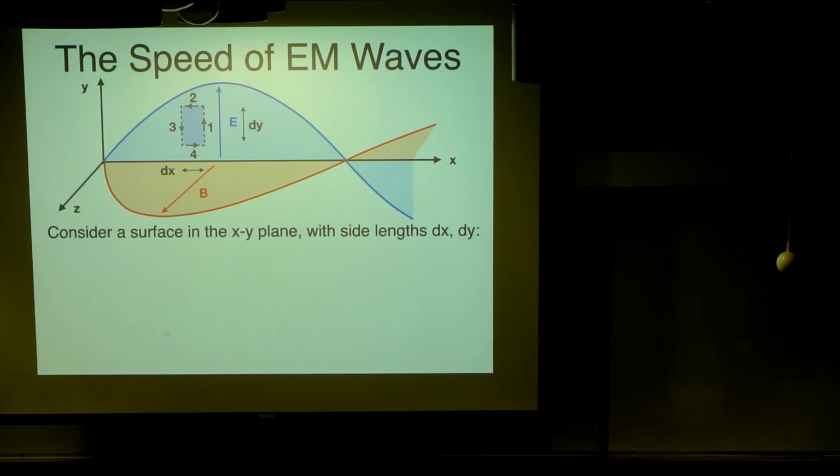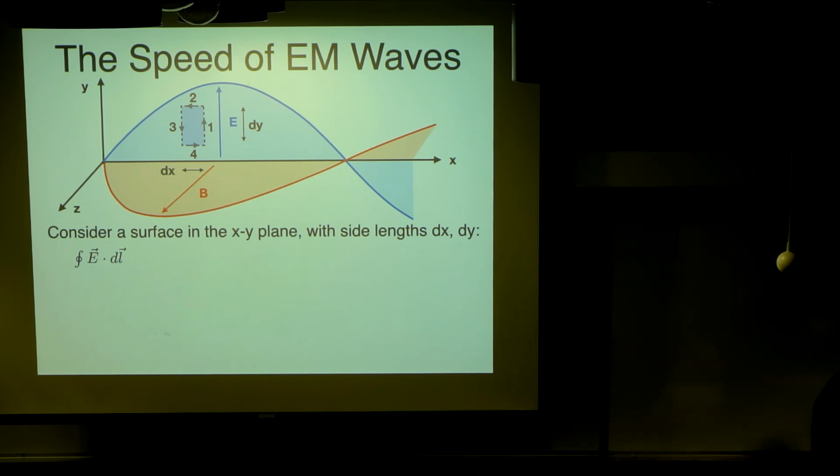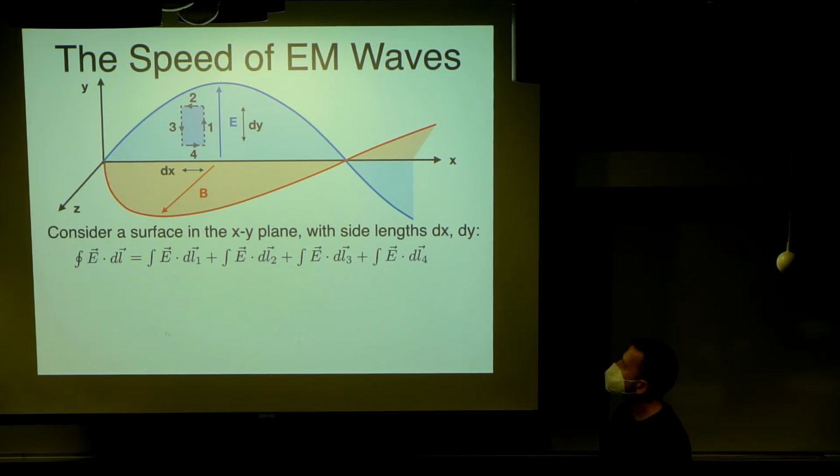So here's what I'm going to do with that. I'm going to consider the integral of E dot dl around the edge of that surface, around that closed loop. I'd have to break it up into 4 parts. I basically do the integral of E dot dl for 1, 2, 3, and 4, all separately, and see what the result is. Now, I'm going to claim that when we break it down into 1, 2, 3, and 4, there are 2 of these that go to 0. Can you see which ones are going to 0?